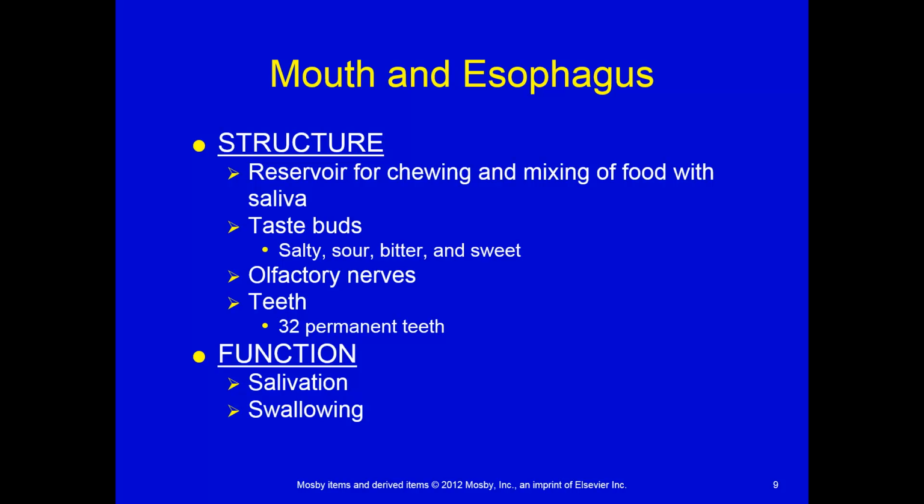So first things first, and we'll move through the GI system in the order in which the food contacts. Okay? So first, mouth and esophagus. Structure. I don't think I need to tell you much about the structure of the mouth, right? We know what it does. We know that it's that reservoir for chewing and mixing all of our food.